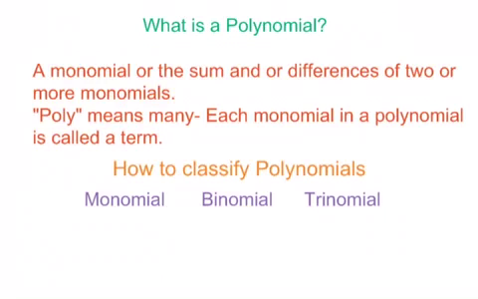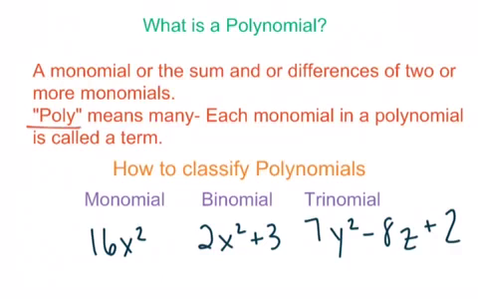A polynomial is an algebraic expression containing one or more monomials or terms, okay? Poly, right here, that means many. Each monomial in a polynomial is called a term. Right now we're going to classify polynomials. We classify polynomials by the number of terms that it has. If it has one term, it's called a monomial. 2, binomial. 3, trinomial. And I put some examples below so you guys can see that.